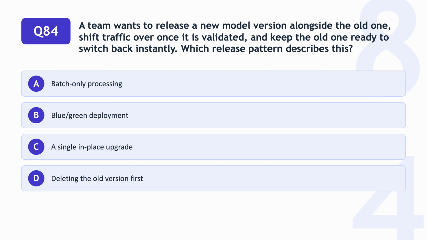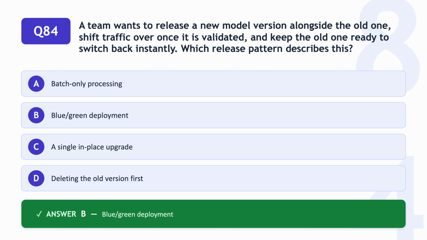C. A single in-place upgrade. D. Deleting the old version first. Pause the video if you don't want the answer yet. Correct answer: B. Blue-green deployment. Why B is correct? A blue-green deployment keeps two versions running simultaneously. Blue, current production version. Green, new version being tested.